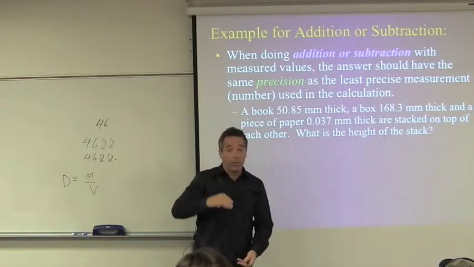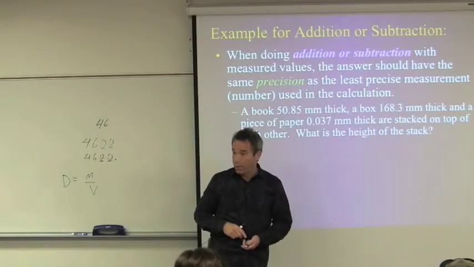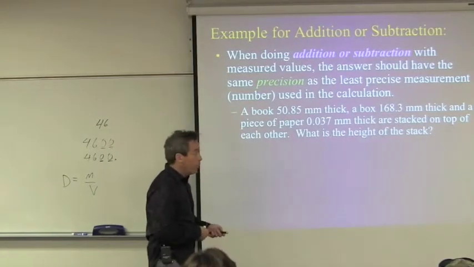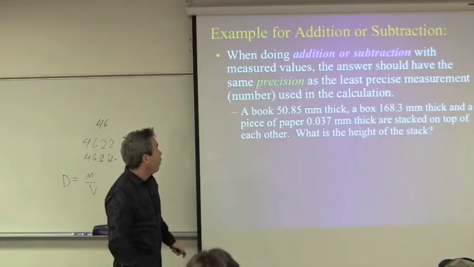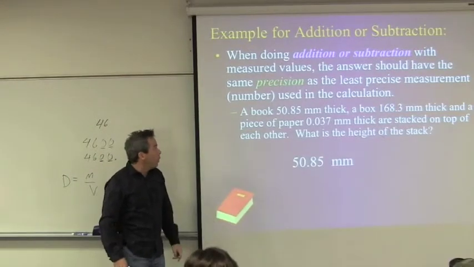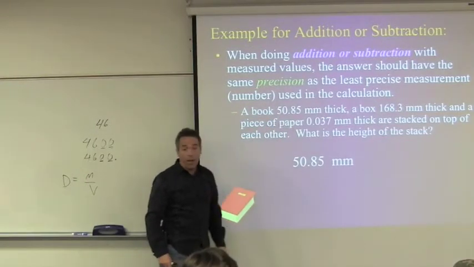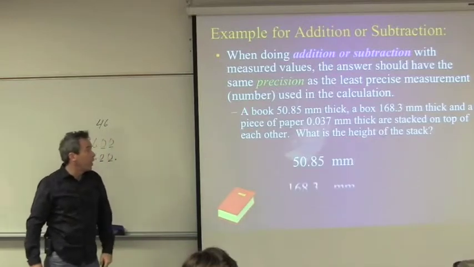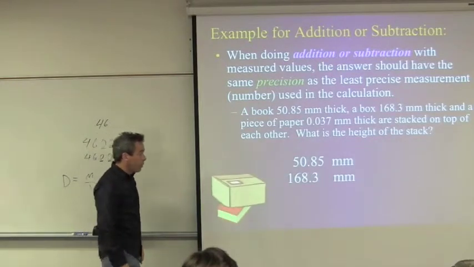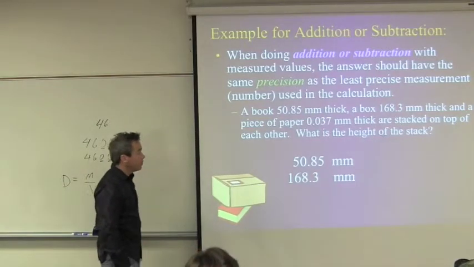And then you stack those 3 objects together, and you want to know how high the stack is. You could either measure the whole stack, or you could just add the numbers that you already calculated, the height of each object. This is an example of when you'd use the rule for addition and subtraction. So for this example, we measured the height of a book, which, with the ruler that we used for that, was 50.85 millimeters. Then we measured the height of a box, and with the ruler we used for that, it was 168.3 millimeters.